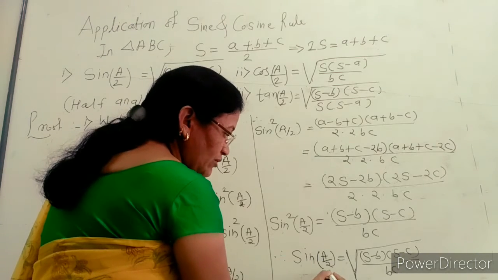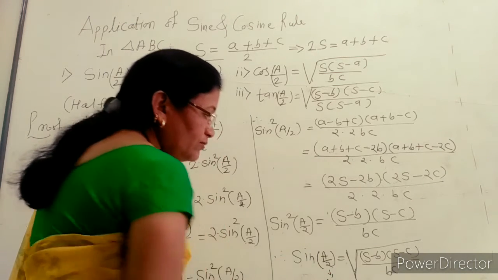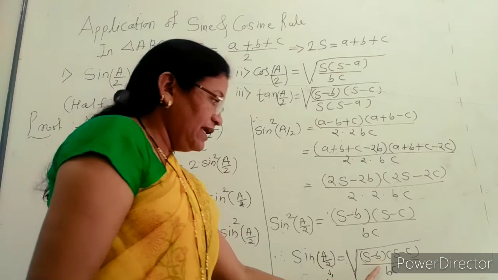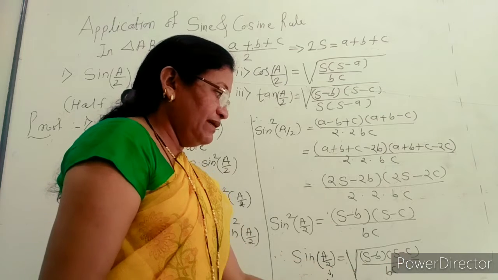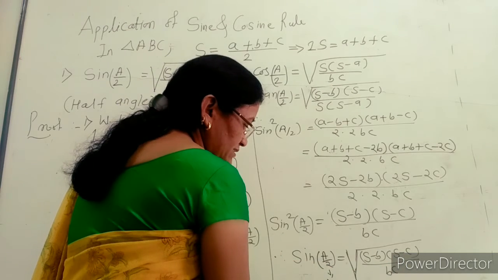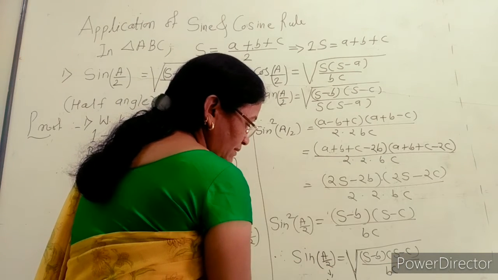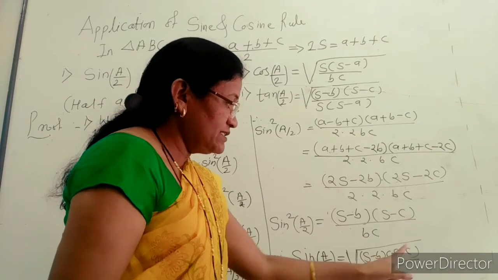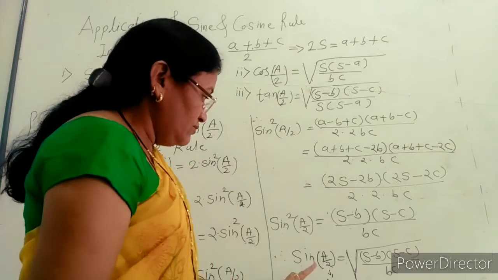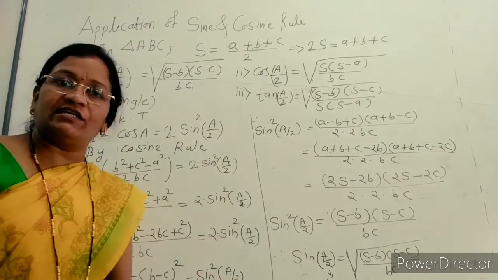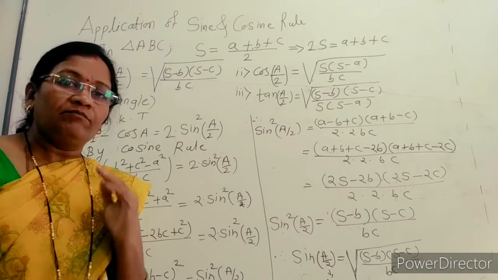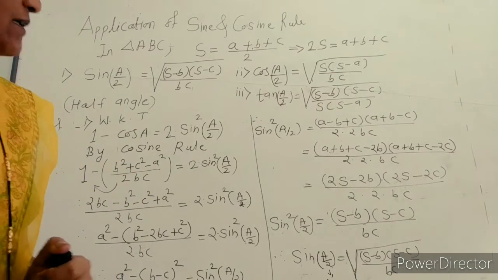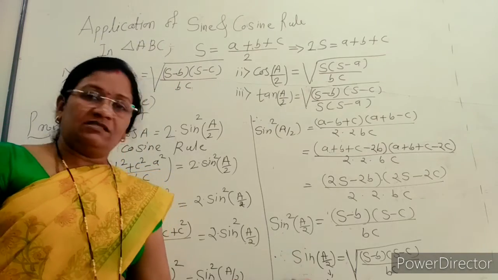Similarly, instead of A by 2, if we take the angle B by 2, the symmetric change gives root of s minus a, s minus c divided by ac. If we replace B by 2 by C by 2, then the change is s minus a, s minus b upon ab. So with the help of that symmetry, we can change to the corresponding half angles B by 2 and C by 2. Now we take the result, this is the result for sine.